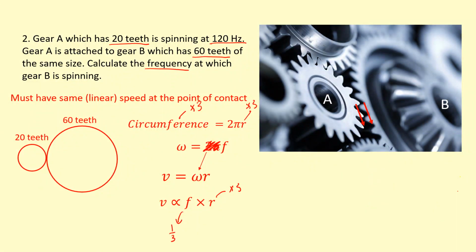It doesn't need to be spinning at as fast a rate as A, which, because it's got such a small circumference, needs to be spinning at a higher rate. Though keep in mind that at the point where they're touching, they're both moving at the same linear speed. So therefore, if we take the frequency of A here and divide it by 3, we get 40 Hz. That is the frequency at which gear B is spinning.